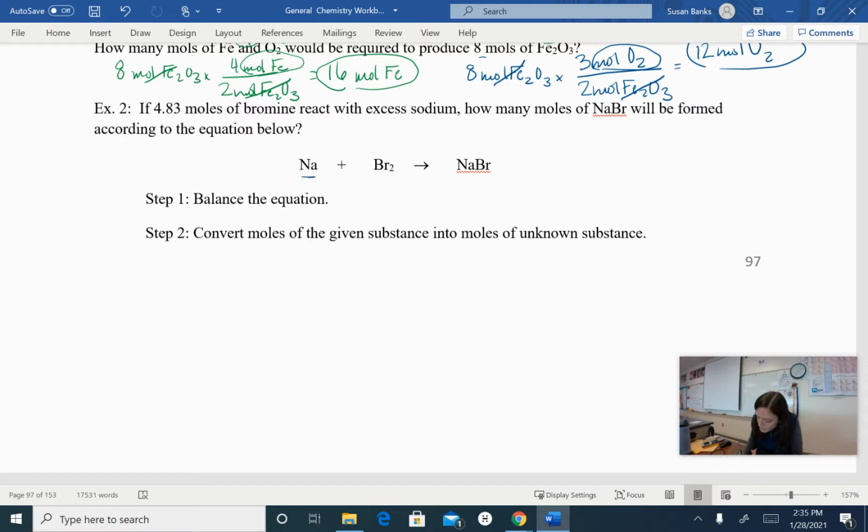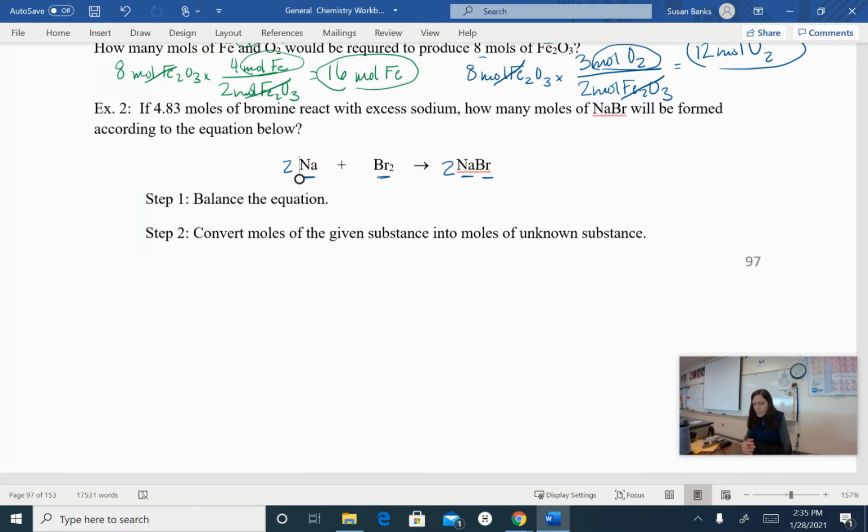So I've got 1 sodium and I've got 1 sodium. I'm okay so far. I've got 2 bromines and I've got 1 bromine. So I'm going to double this, which means I need to go back and I need to double my sodiums. Okay? Are we okay with that balance? 2 sodiums, 2 sodiums, 2 bromines, and 2 bromines.